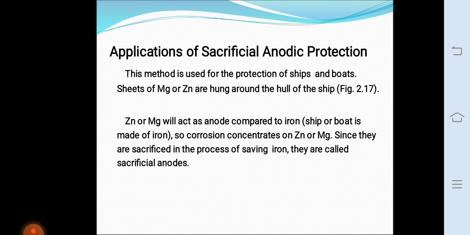For example, ship is prevented from corrosion. So, ship is made of iron. So, here zinc or magnesium sheets are attached to the iron. So, corrosion will concentrate only on the more active metal, magnesium or zinc. So, the original metal of the ship is prevented from corrosion. So, here sacrificial anodes are zinc or magnesium sheets. That is the concept of sacrificial anodic method.